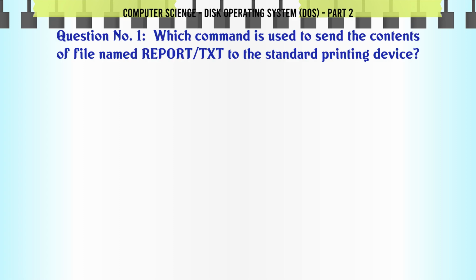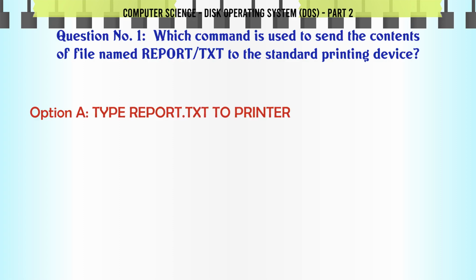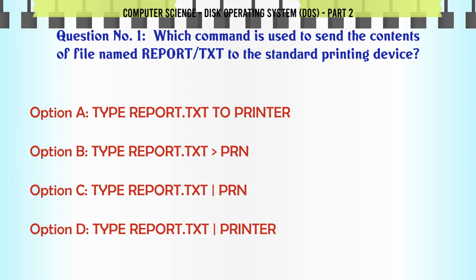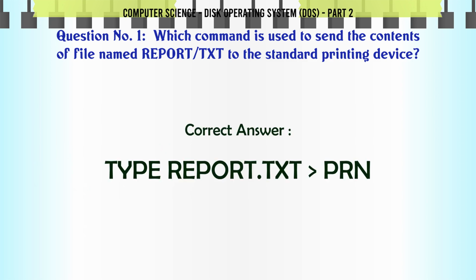Which command is used to send the contents of a file named report.txt to the standard printing device? A. Type report.txt to printer. B. Type report.txt prn. C. Type report.txt prn. D. Type report.txt printer. The correct answer is type report.txt prn.